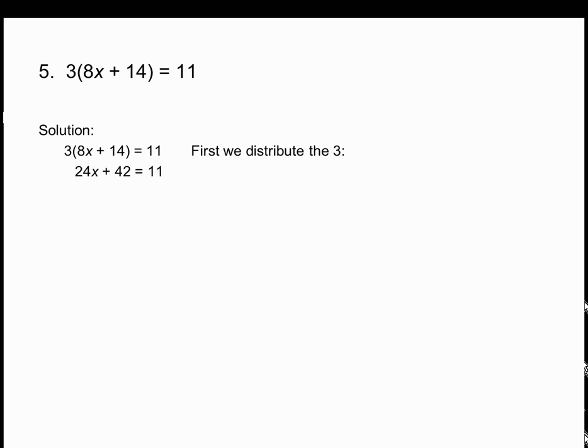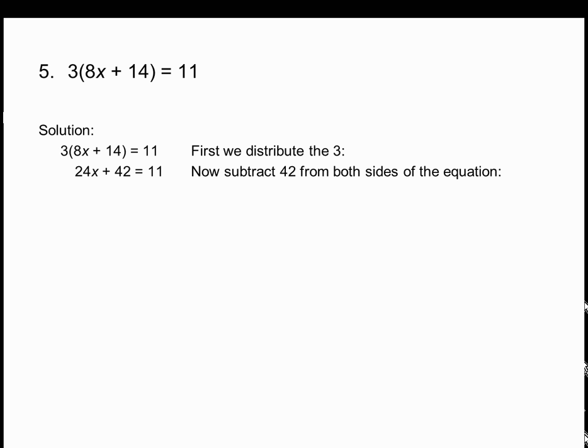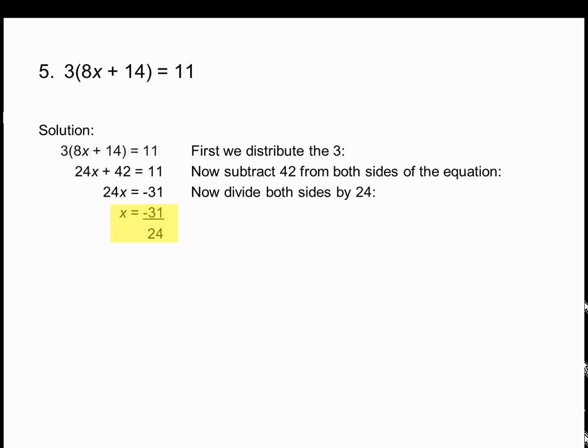Okay, now it has the same form as number 4, so we'll subtract 42. So I'll have 24x equals negative 31. Now we divide by the 24. And again, just write the fraction and reduce it. So x will equal negative 31 over 24. Okay, it is reduced. Now the minus sign, it doesn't matter if you leave it in the numerator, put it in front of the fraction, or put it in the denominator. But again, we prefer to have it either in front of the fraction or in the numerator. We really don't like negative denominators.